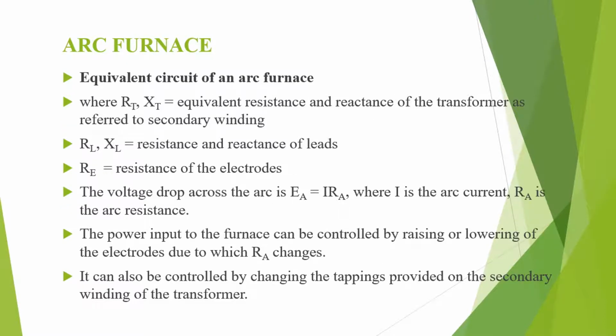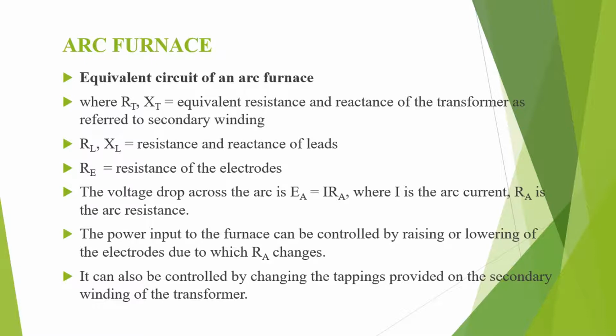In the equivalent circuit, RT and XT are the equivalent resistance and reactance of the transformer as referred to the secondary winding. RL and XL are the resistance and reactance of the leads. Re is the resistance of the electrodes. The voltage drop across the arc Ea is given by the equation I into Ra, where I is the arc current and Ra is the arc resistance.